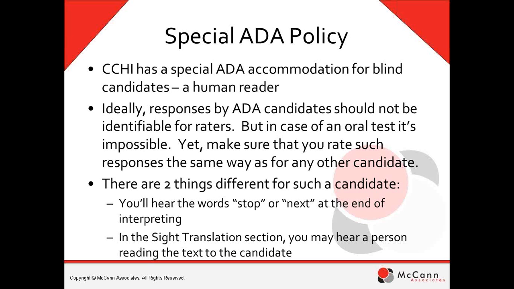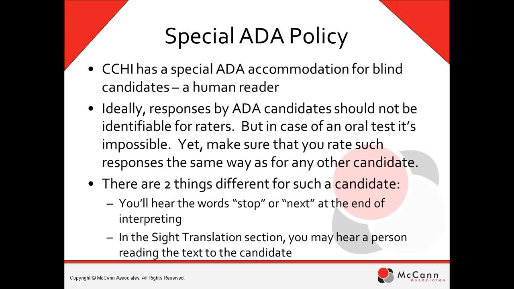Just as a reminder, if we have candidates who have low vision or are blind, we provide a human reader as a way of accommodating their disability. Because of that, the exam is administered differently. So you may hear during the candidates' recordings certain commands like stop, next, repeat during all sessions of the exam. But specifically when it comes to sight translation, it is done differently. The human reader will be reading the text to the blind candidate, so you may hear that English text in the recording already, and the candidate will be interpreting that simultaneously.